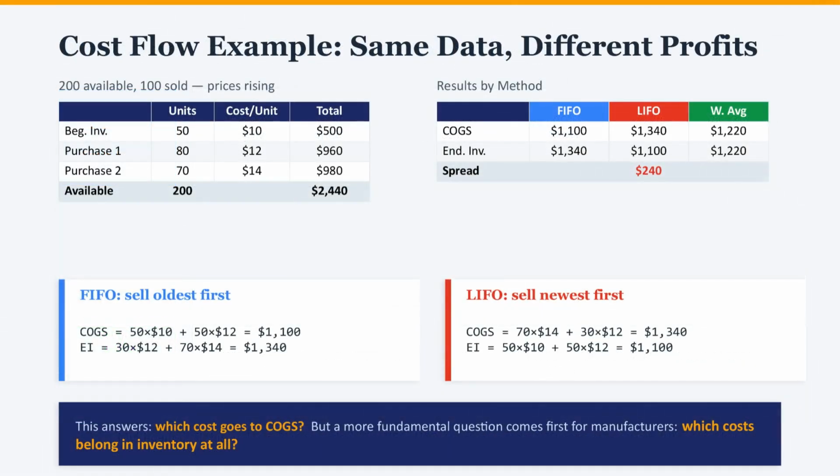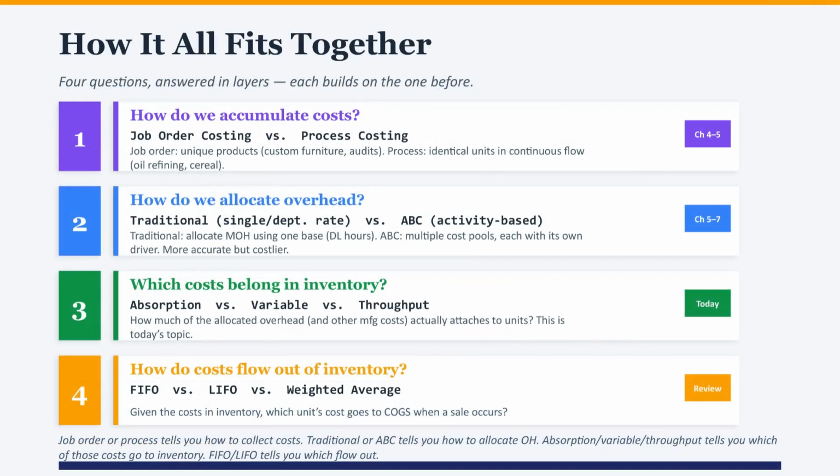Consider a practical example comparing cost flow methods using identical data. In our bakery scenario, 200 units are available while 100 are sold amid rising prices. Tables detail how FIFO yields lower cost of goods sold with higher ending inventory, whereas LIFO shows opposite effects. Weighted average strikes a balance between the two. Note that weighted average cost equals $2,440 divided by 200 equals $12.20. Cost of goods sold equals 100 times $12.20 equals $1,220.